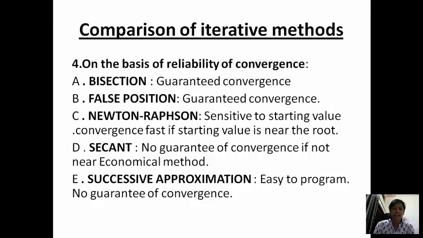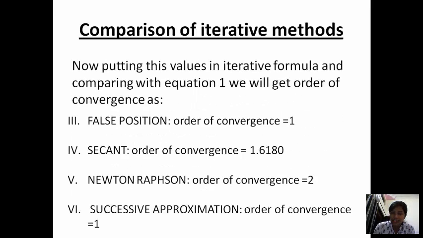Newton-Raphson method में अगर जो फर्स्ट स्टार्टिंग वैल्यू रहती है वो गलत होती है तो रूट की तरफ कन्वर्ज करना थोड़ा मुश्किल हो जाता है. सेकेंट मेथड में कोई गारंटी नहीं रहती है कि हम लोग कन्वर्ज करेंगे रूट पे, और सक्सेसिव अप्रोक्सीमेशन एक इजी टू प्रोग्राम मेथड रहती है, लेकिन इसमें भी कोई गारंटी नहीं रहती है दैट व्हेन विल कन्वर्ज टुवर्ड्स द रूट. तो इन दिस वे ये सारी हम लोग की आइटरेटिव मेथड्स थी.